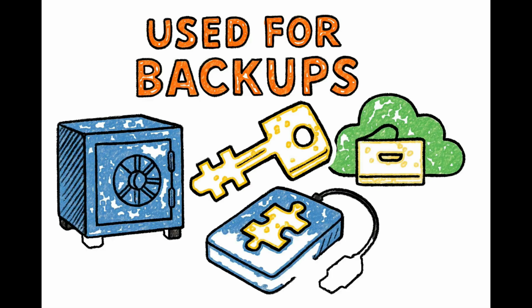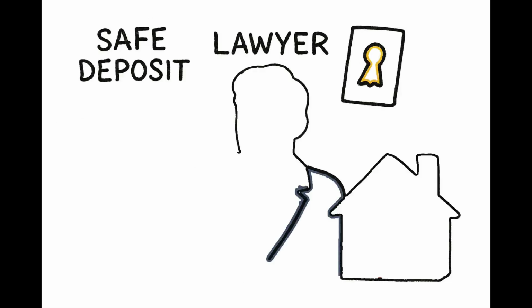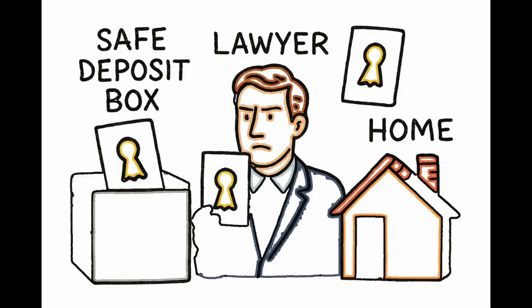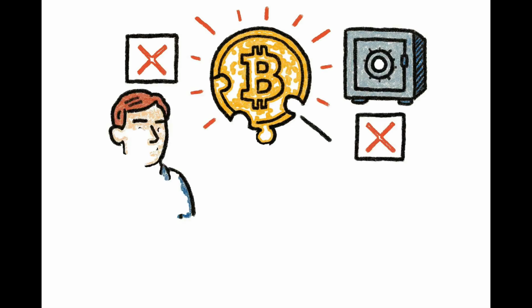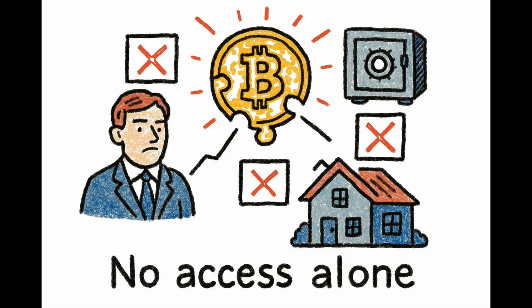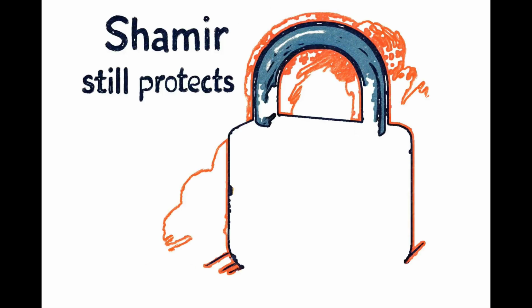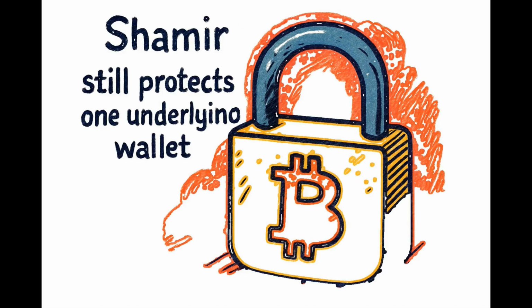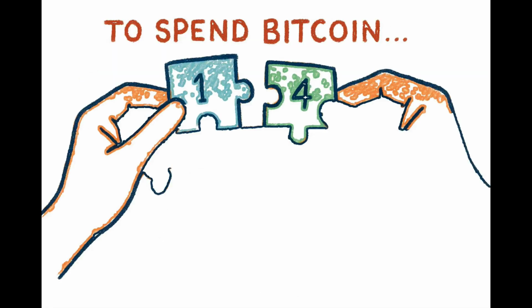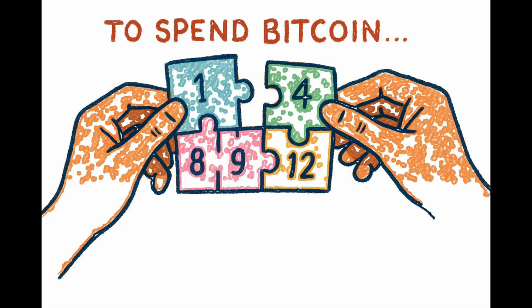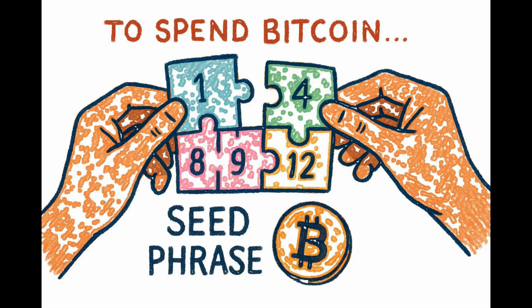This is often used for backups. You could store 1 share in a safe deposit box, give 1 to a trusted lawyer, and keep another at home. No single person or location can access the funds alone. The key thing to understand, though, is that Shamir still protects one underlying wallet. At some point, to spend the Bitcoin, those shares must be brought together to reconstruct the full seed phrase.